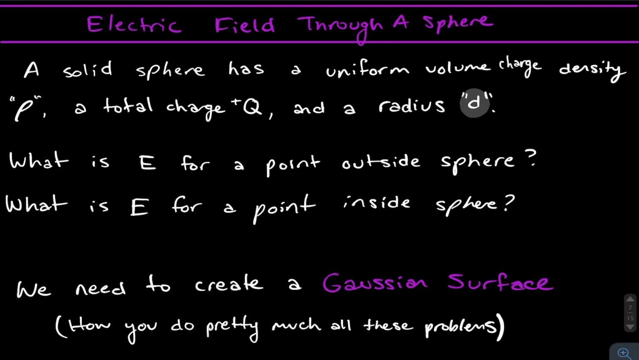And it has a radius of d. Now, what is E for a point outside the sphere? What's the magnitude of the electric field for a point outside the sphere? That's the first thing that we have to find. The next is, what is the electric field for a point inside the sphere? Here we're going to have to create something called a Gaussian surface. Remember how we had that sphere from before, when we were talking about the electric flux through a sphere? Well, we're going to be creating a kind of fake sphere, and that's actually going to help us solve some of these problems. It sounds a little weird, but I promise it's not as bad as it seems. Let's keep going.